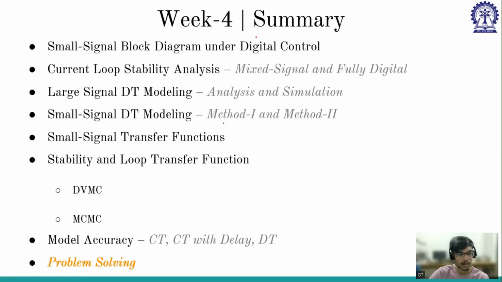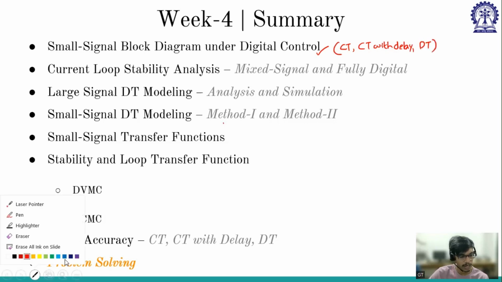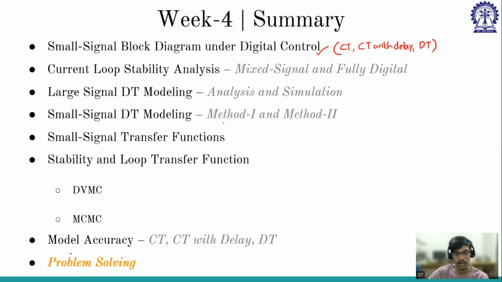So we first discussed the small signal block diagram under digital control. First we discussed the continuous time model, then continuous time with delay, and then we also showed the discrete time model. What are the major differences? Continuous time with delay is exactly the same as continuous time, and it is in the S domain. This is in the S domain, and this is in the Z domain. S domain is continuous time and Z domain is discrete time.